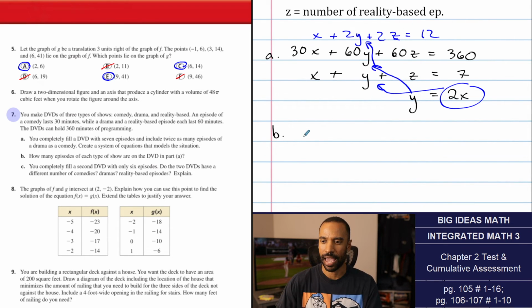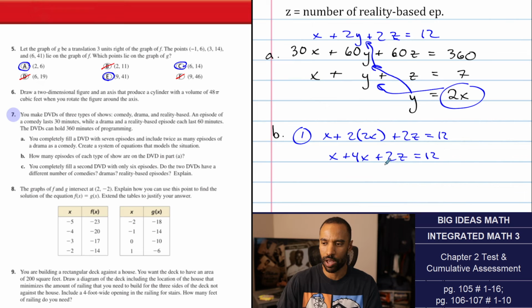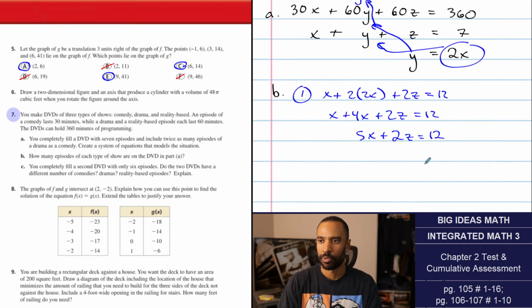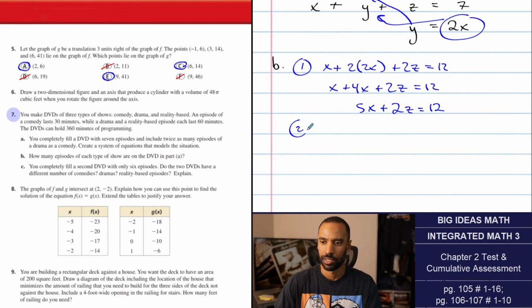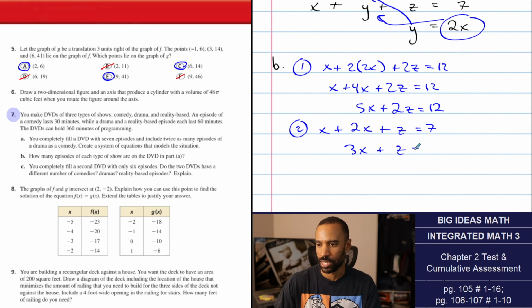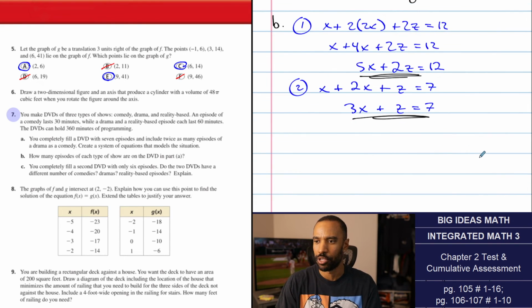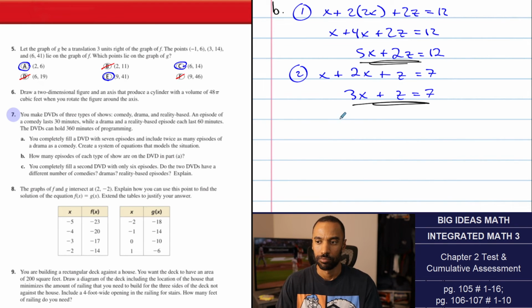So in part B, I have equation number 1 rewritten now as x plus 2y plus 2z equals 12. X plus 4x plus 2z equals 12, or 5x plus 2z equals 12. Equation number 2 is rewritten as x plus y plus z equals 7, or 3x plus z equals 7. So I have these two equations here and here that I can now use to solve for some stuff.